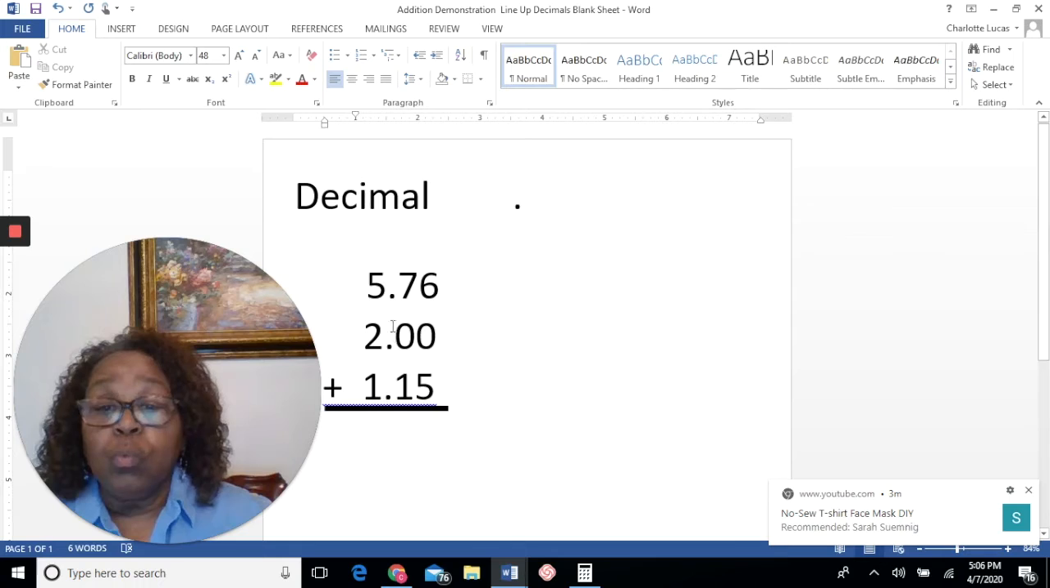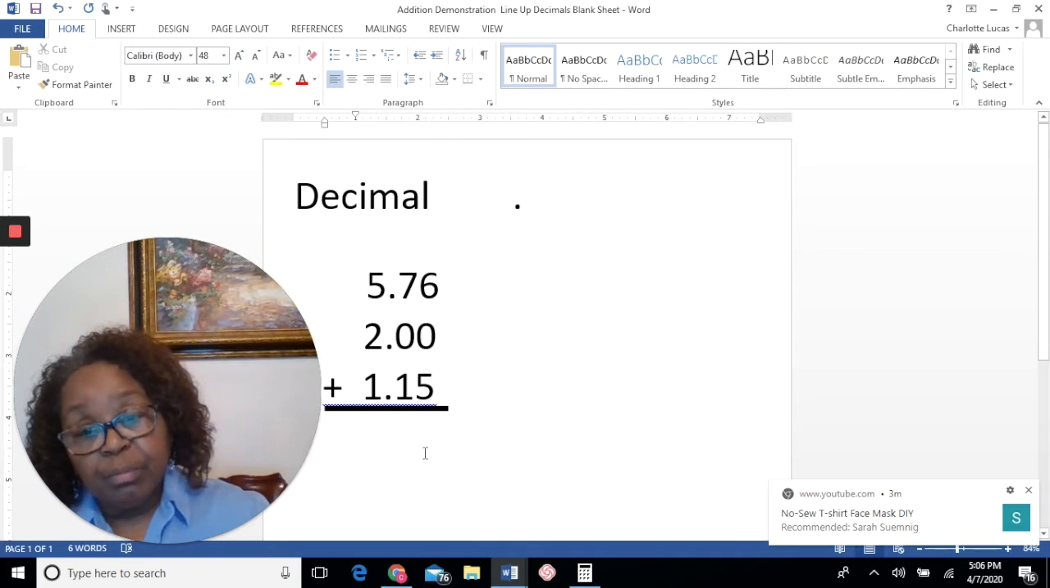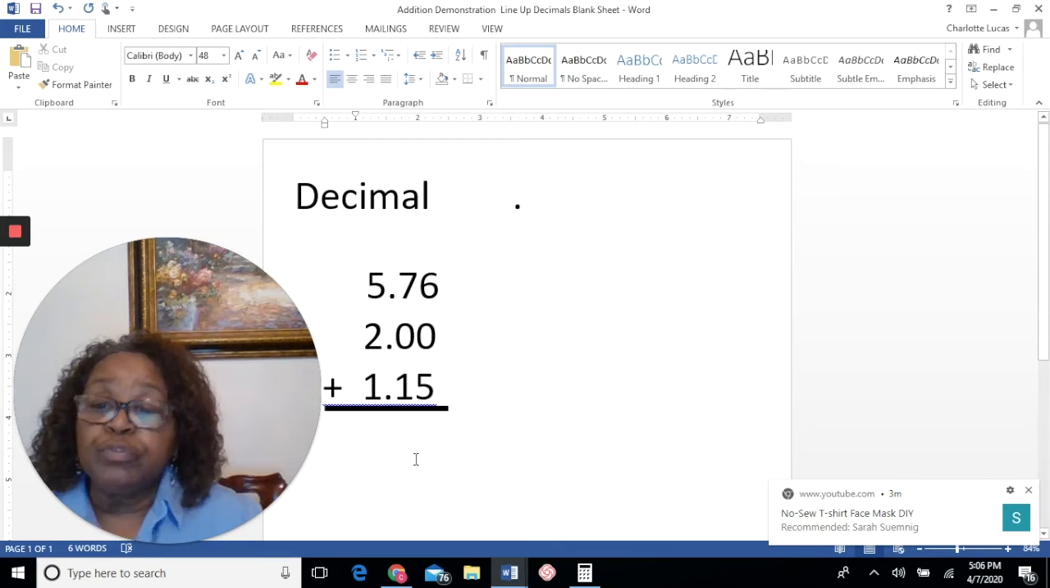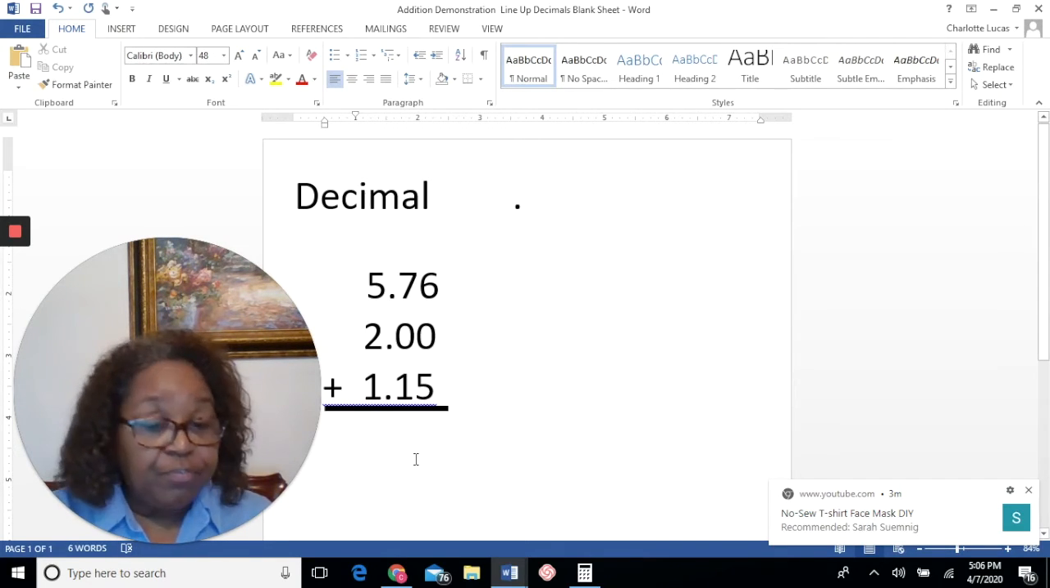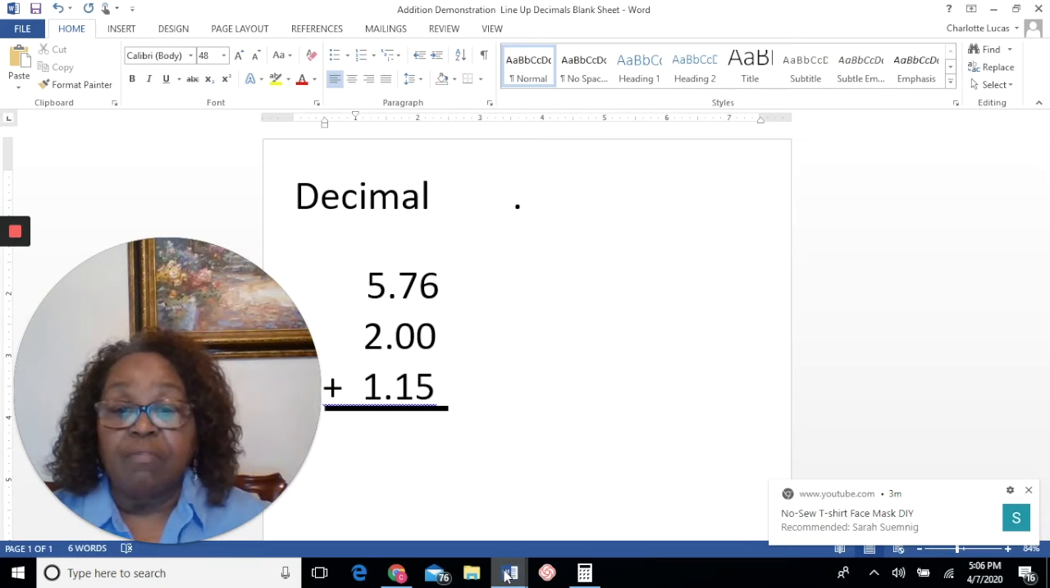And when we solve our problem, we still have to put our decimal point in line and keep the answer lined right underneath. You cannot have it move to the side. That will not be the right answer. So with that information, we can try and solve our problem.